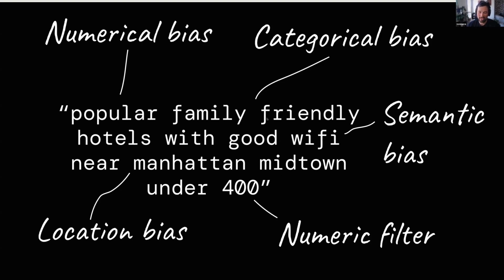So somehow this all gets compiled into an embedding that expresses all of those biases plus the filter, and then that gets sent to the underlying vector database to get the 10 hotels that are family friendly and have good Wi-Fi and whatever are popular. And then without any re-ranking, that's the 10 hotels you get out, right?